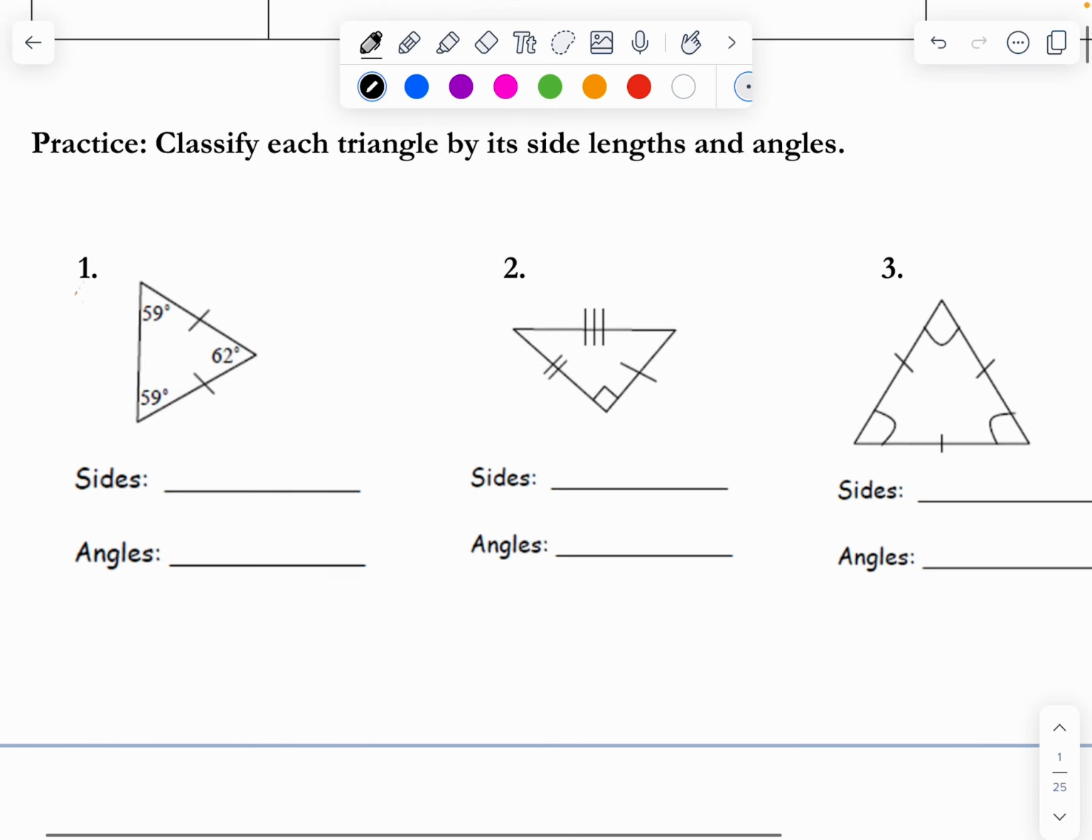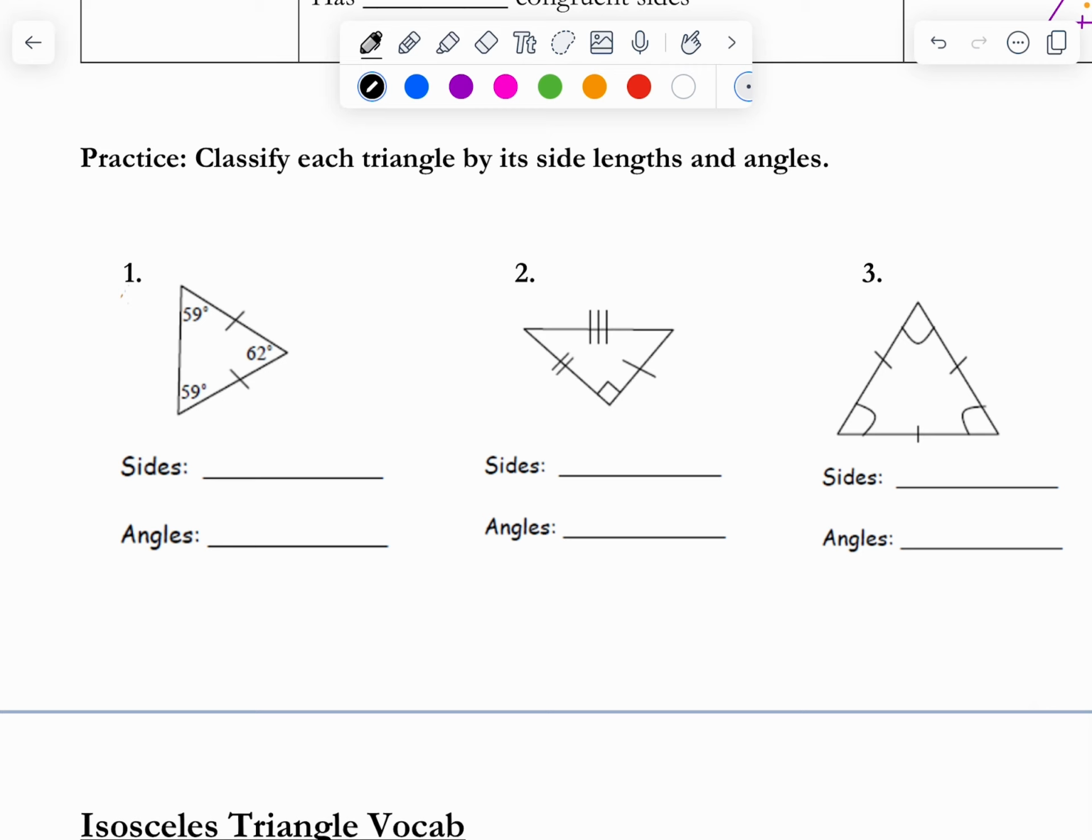All right, let's practice. Let's classify each triangle by its side lengths. Well, notice we've got two equal sides. So by sides, this is an isosceles. That's what it is. If it has two equal sides, it's an isosceles. Every single angle is less than 90, so therefore it is an acute isosceles triangle.